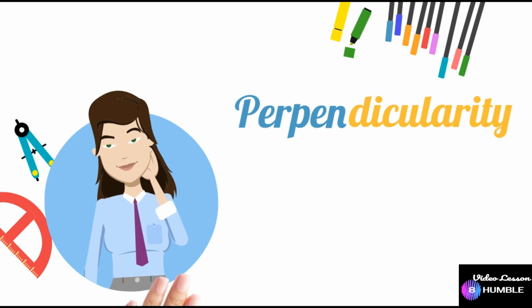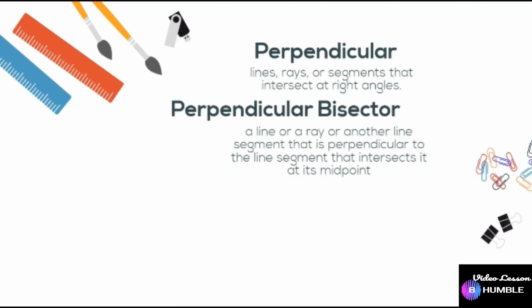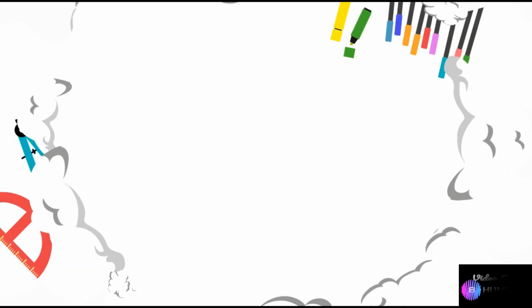Perpendicularity. Perpendicular: lines, rays, or segments that intersect at right angles. Perpendicular bisector of a line segment is a line or a ray or another line segment that is perpendicular to the line segment and intersects it at its midpoint. Perpendicular distance is the distance between two parallel lines.